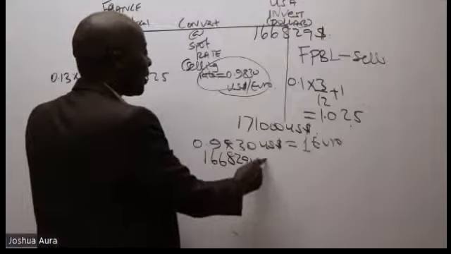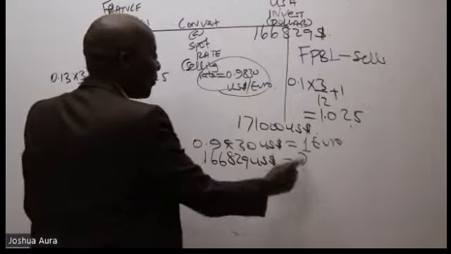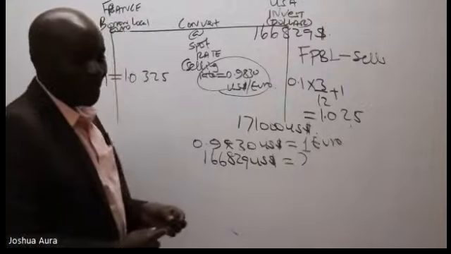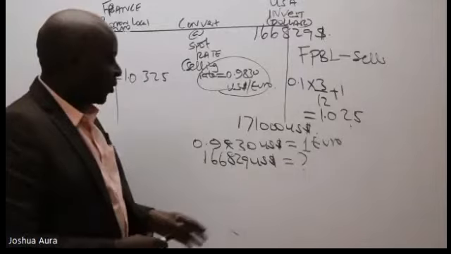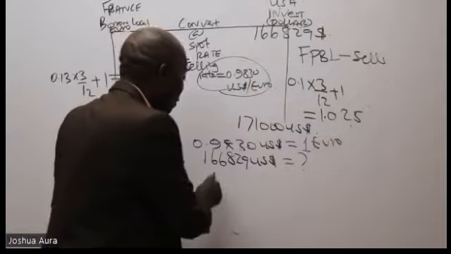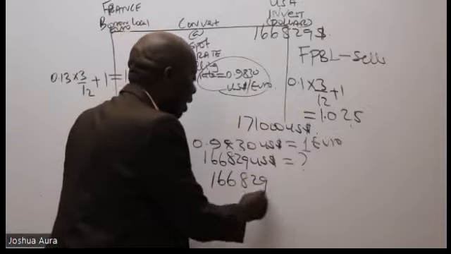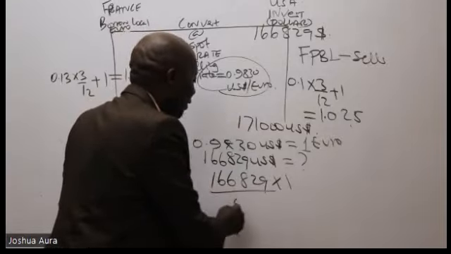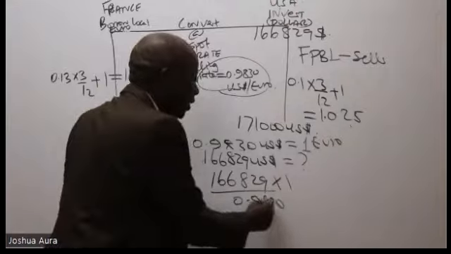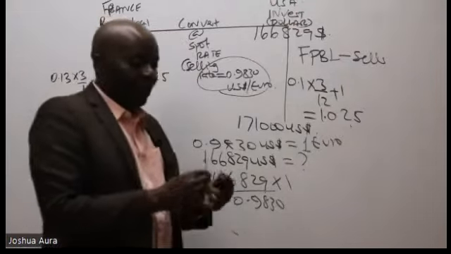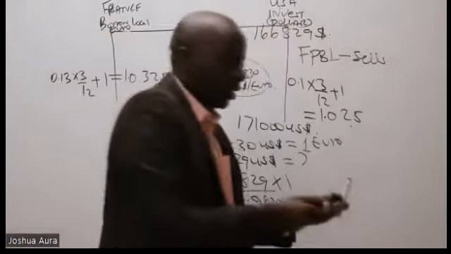166,829 US dollars times 1 divided by 0.9830, which will end up giving me what figure, great students?